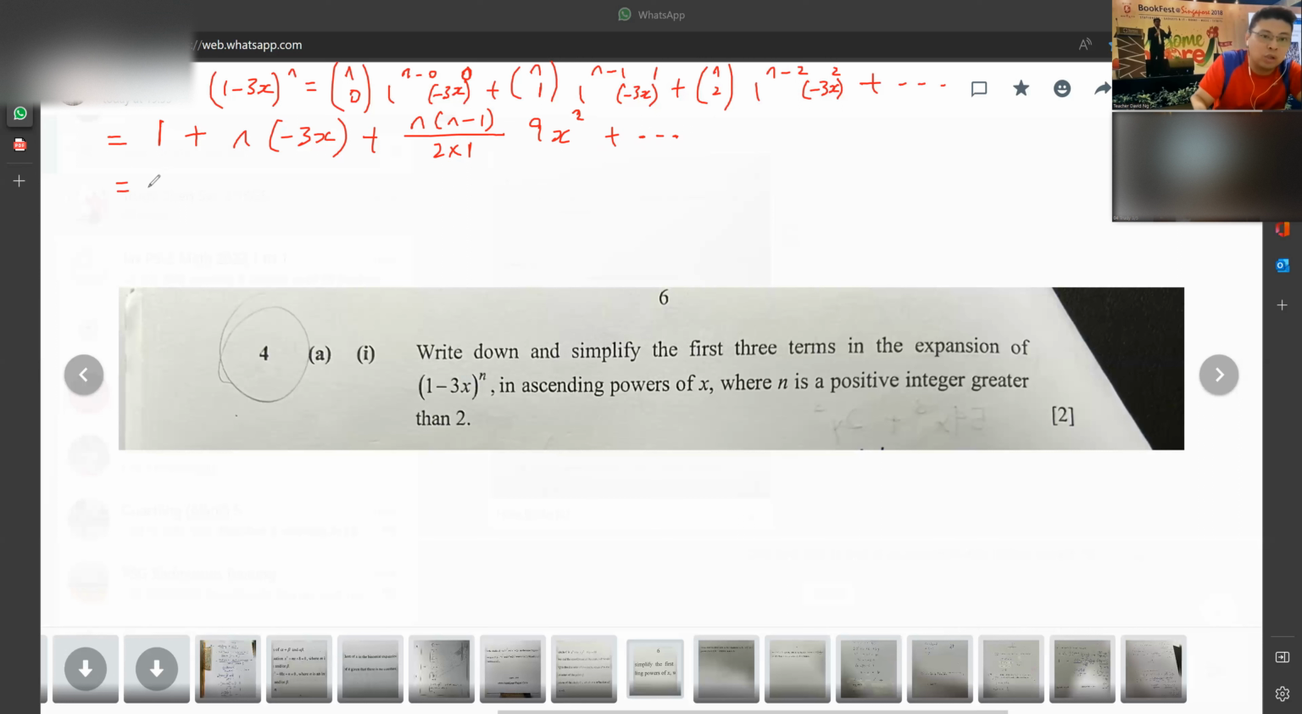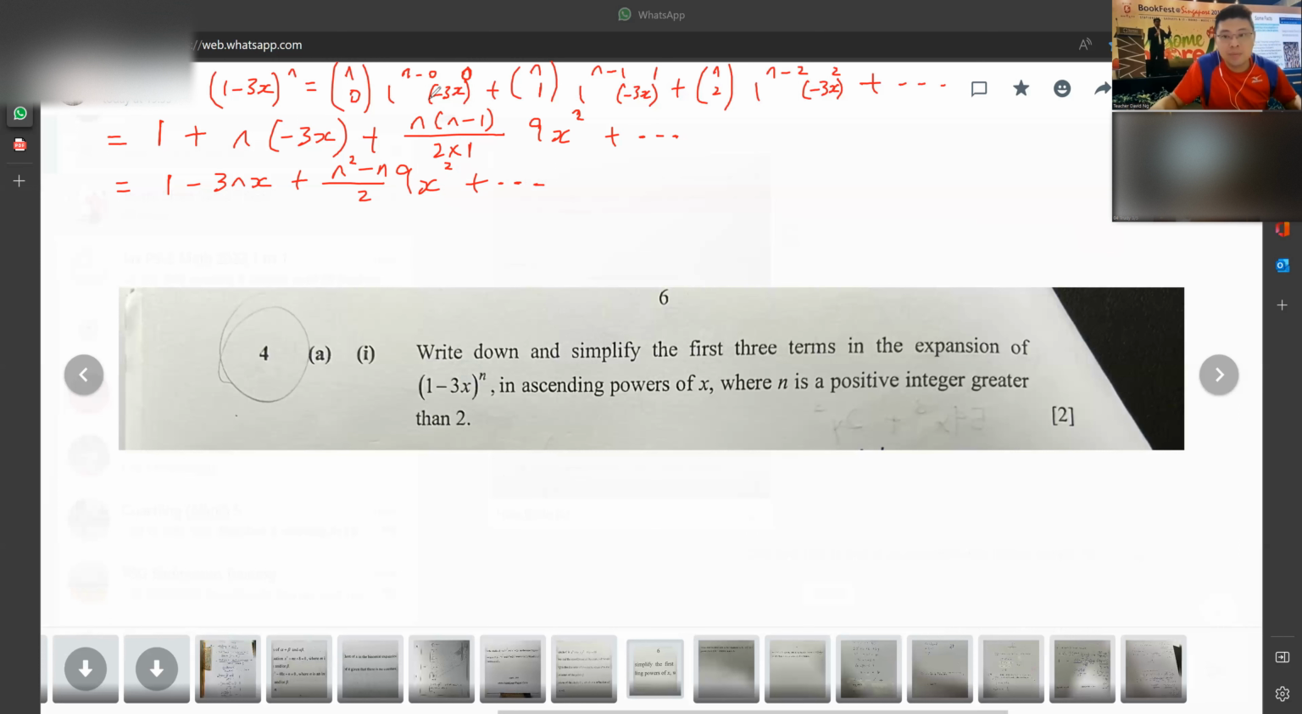Then after that, we continue to simplify 1 minus 3nx plus n square minus n over 2, then 9x square. You can write this as 4.5 x squared also, but I will not do that because it's better to leave in fraction or 9 over 2. Okay, I simplify it here. Expand, simplify. So case closed already, A part 1.